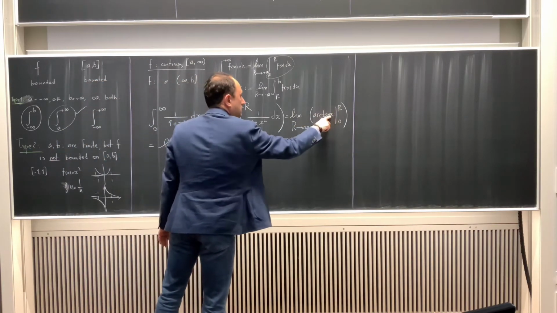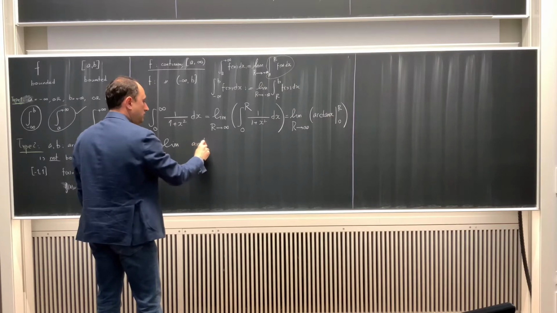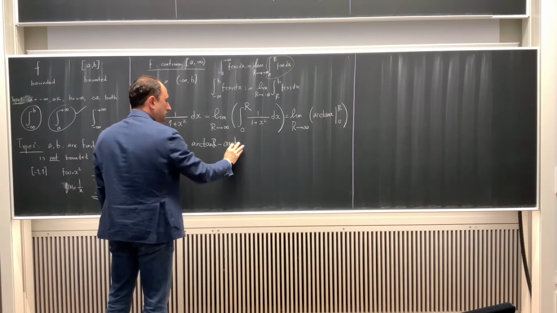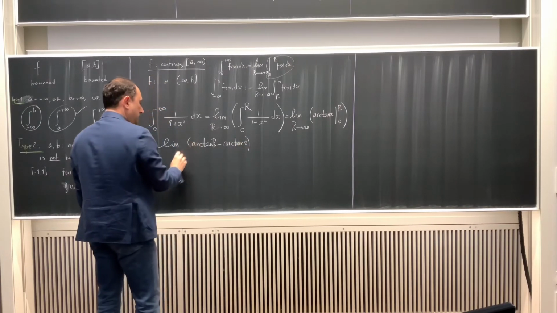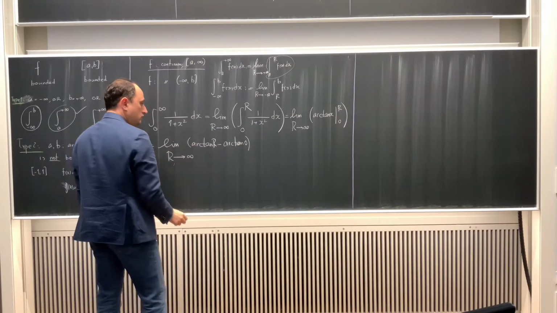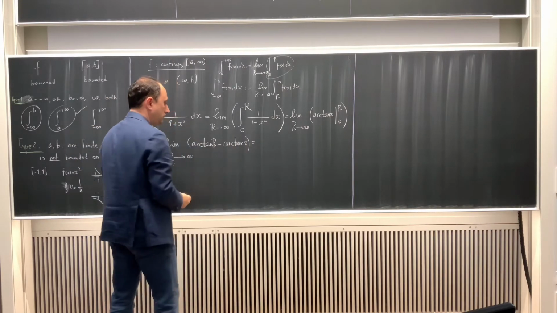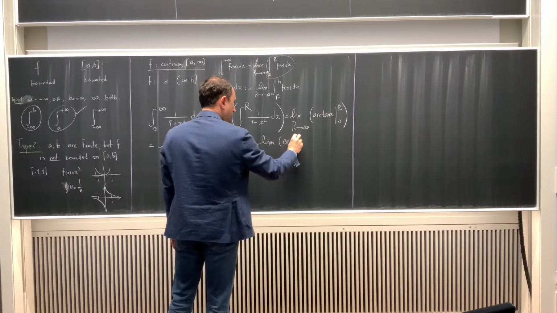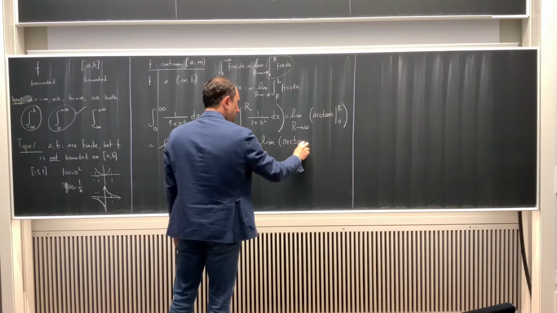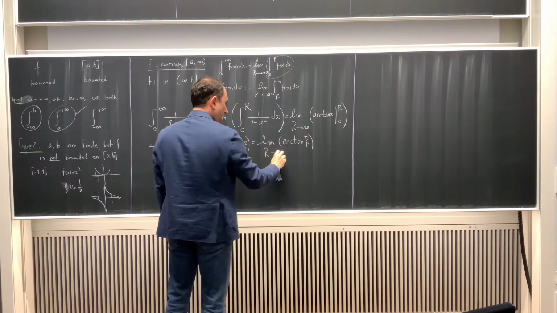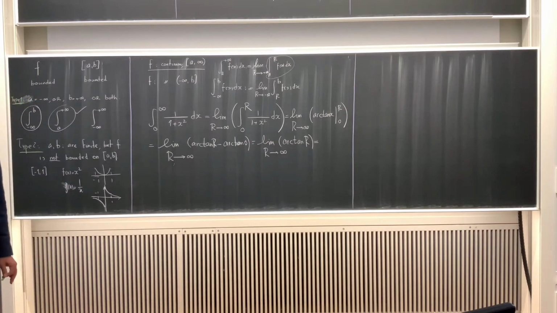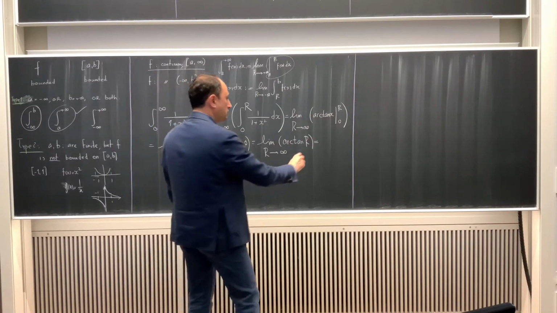I have to put r instead of x, so it becomes arctangent of r minus arctangent of 0, and then calculate this limit when r goes to infinity. But everyone knows arctangent of 0 is 0, and I want to see how many of you remember this limit. Do you know this limit? Arctangent of r when r goes to infinity. Pi over 2, thank you. So the answer becomes pi over 2.